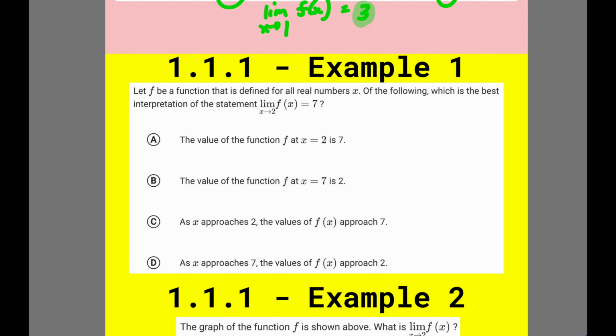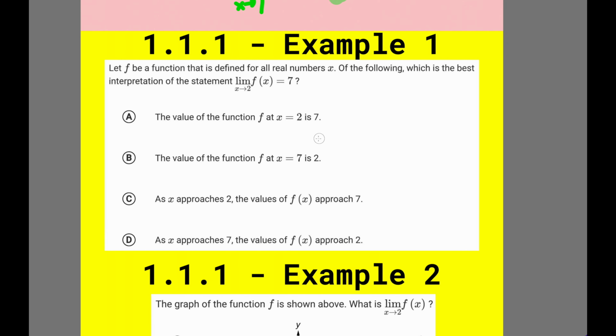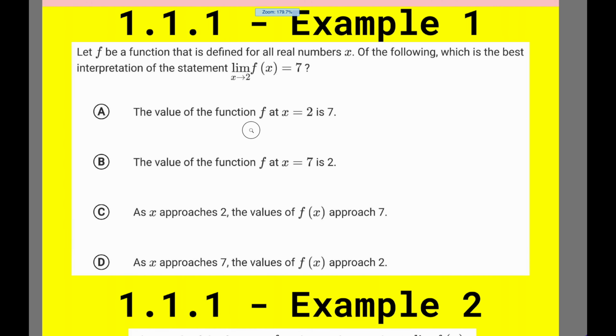In fact, what I would do right now is pause this, read through it, and then try to answer it, and then unpause it, and then watch as I go over it, and then you can kind of grade yourself and your understanding of where you're at so far with these problems. So I would pause it real quick here, and then unpause it once you think you have the answer, and then we're going to go over it.